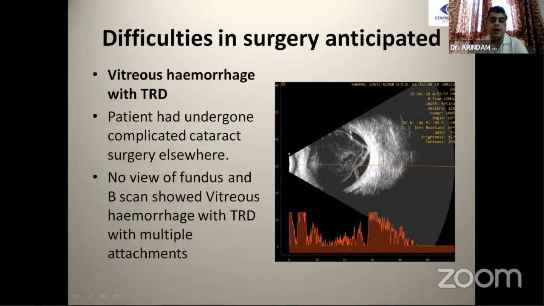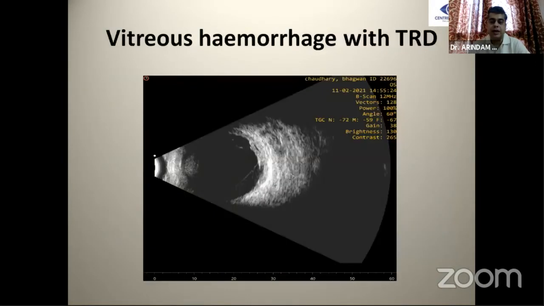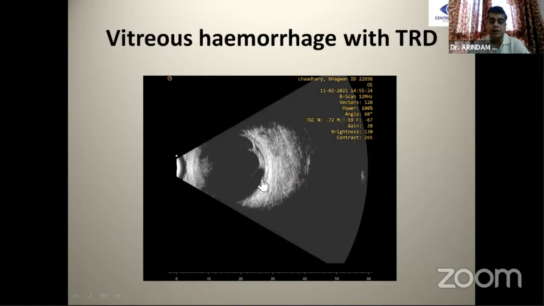So the other conditions where surgical difficulties may be anticipated are vitreous hemorrhage with TRD, like this patient had undergone complicated cataract surgery elsewhere. The fundus was not visible and there was a TRD. This ultrasound depicts a tabletop TRD with a vitreous hemorrhage.